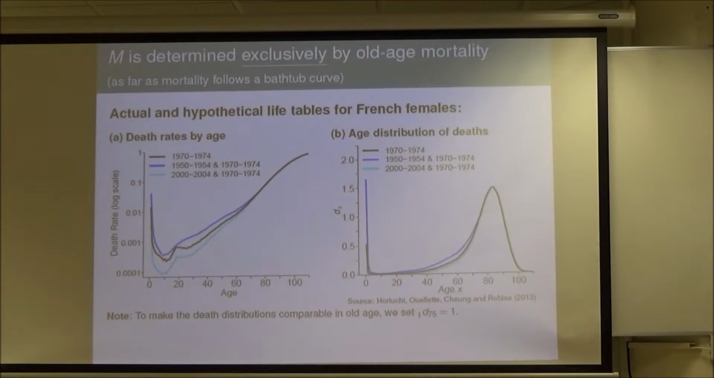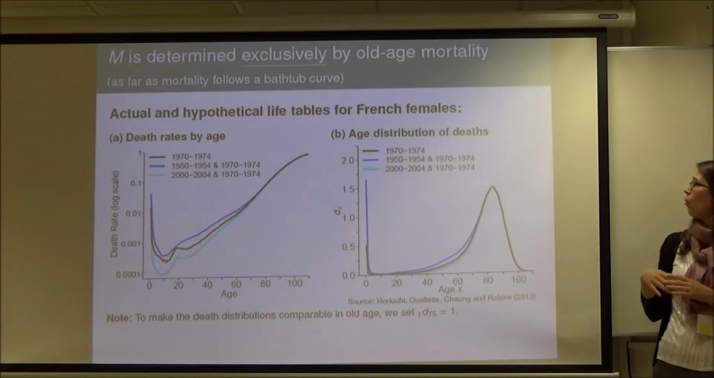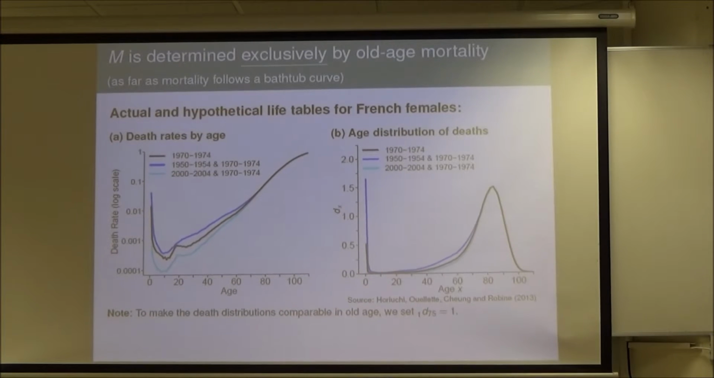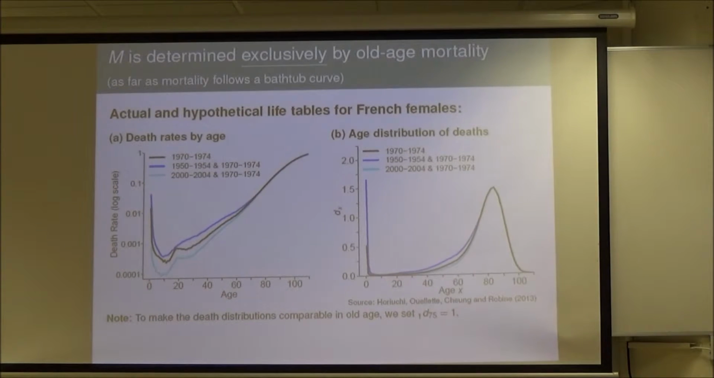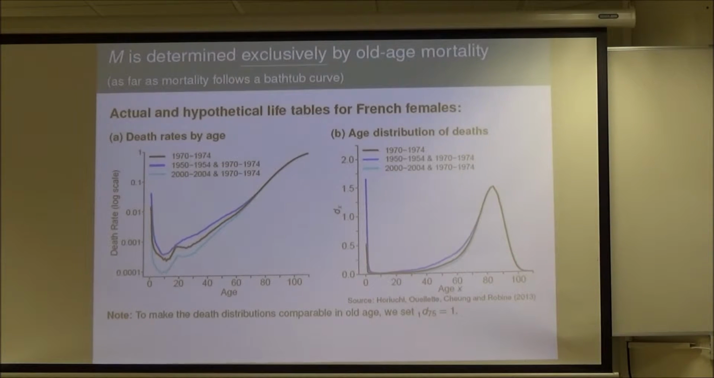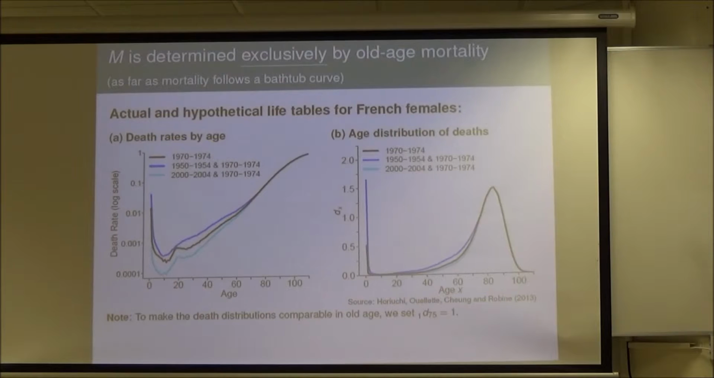So, although the death distributions under the age of 75 are different, the age distributions above 75 are all the same, and therefore the most typical age at death is 84 years in all three life tables. So in this example, M, the modal age at death, is determined by mortality at ages 75 and older, regardless of mortality under age 75.